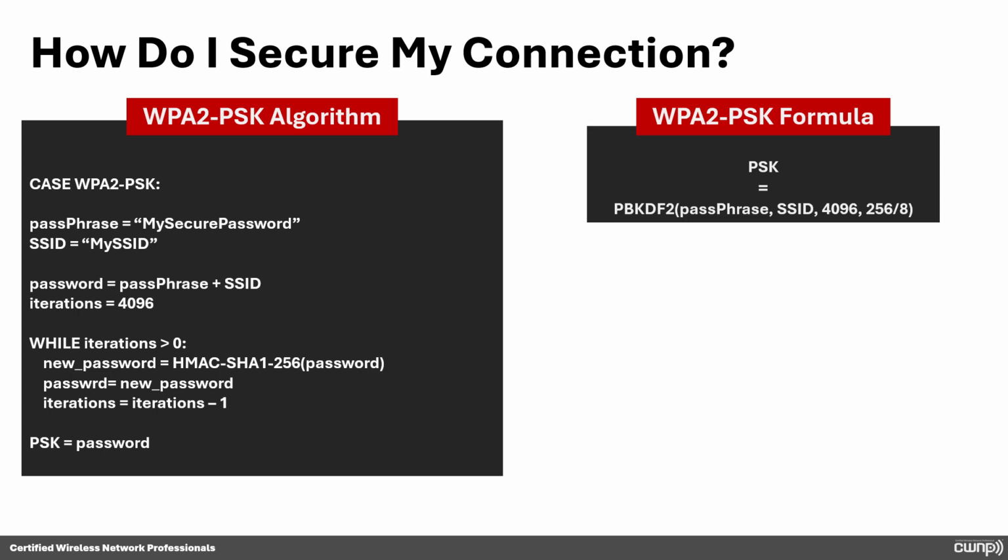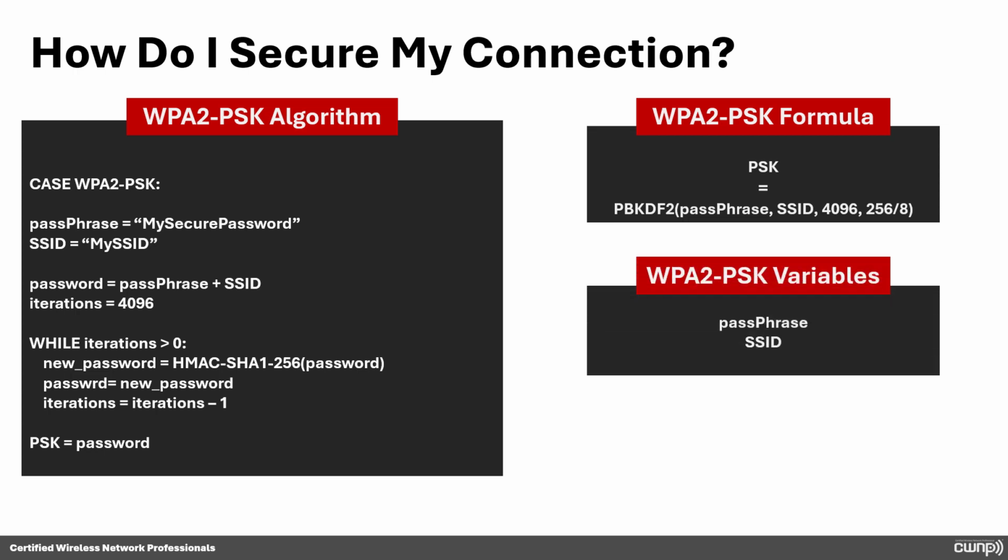And so the end result is that this formula is put into our algorithm because we have to loop over it 4096 times. The variables are simply passphrase and SSID. And our passphrase is my secure password, not very secure, and my SSID is, well, my SSID.